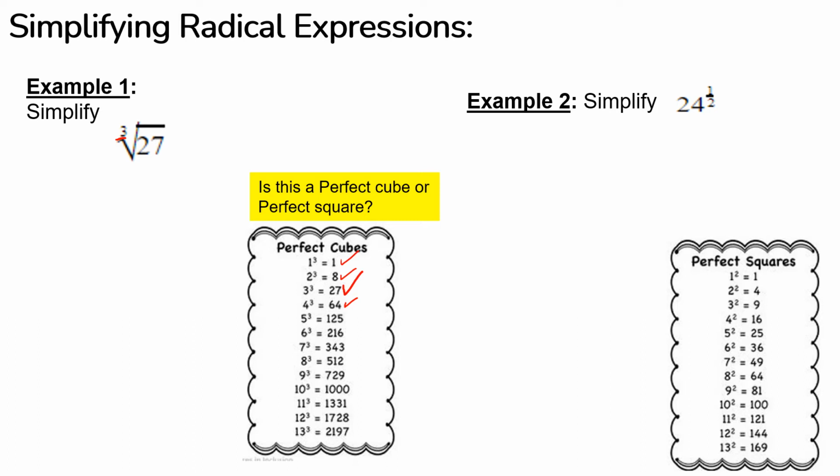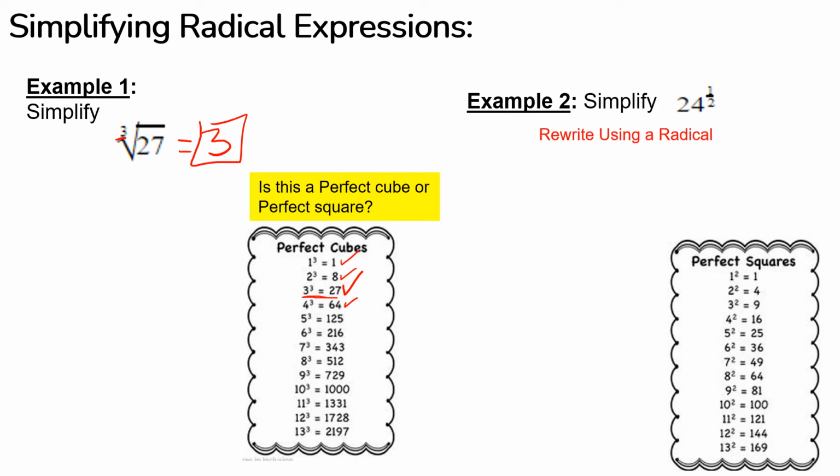So since 27 is a perfect cube, my answer would just be 3, because 3 times 3 times 3 is 27, and that is it. All right, so now let's look at the next one here. We have 24 to the 1/2 power.